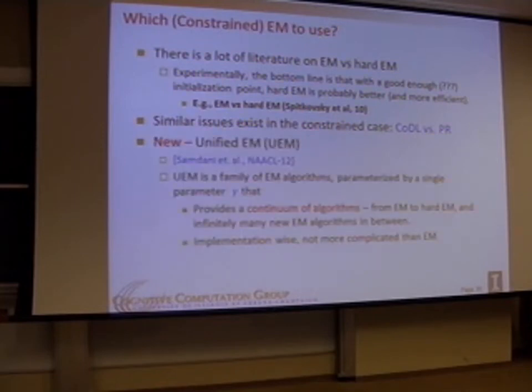So what I want to give a few slides on is a new work that we've done that actually unifies this perspective. Basically, something that we call unified expectation maximization that gives us a family of EM algorithms parameterized by a single parameter, lambda, that provides a continuum of algorithms from EM to hard EM and also from constrained EM to constrained hard EM by tuning one single parameter.